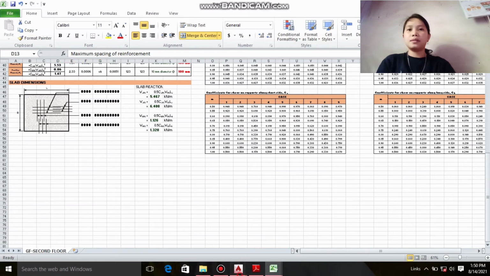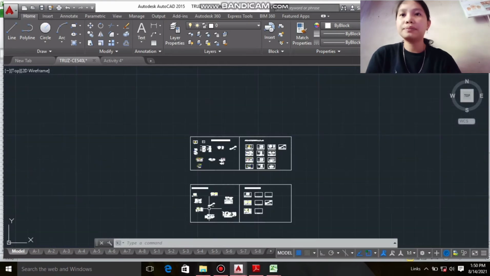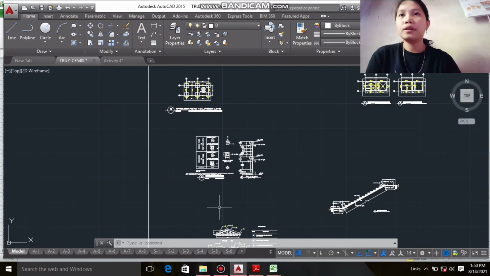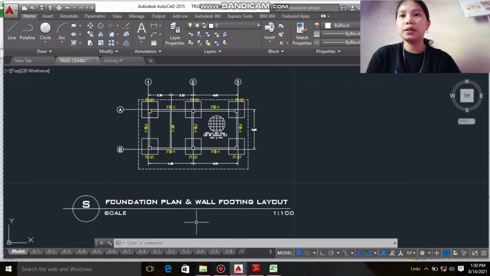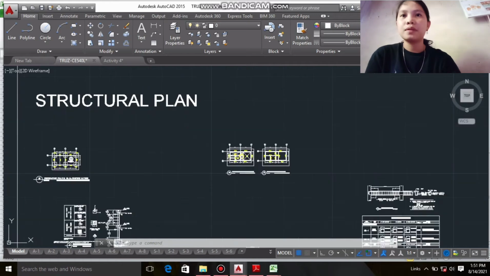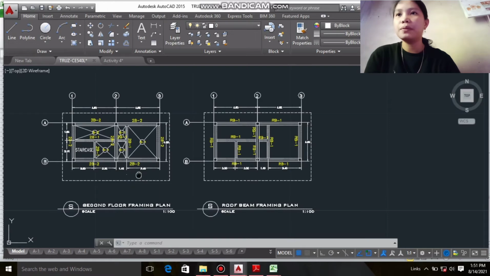And let's see the detailing of the structural plan. It's for my foundation plan and wall footing layout. So the footing tie beam, the footing and the column, and the wall footing, and for the second floor framing and the roof beam framing.